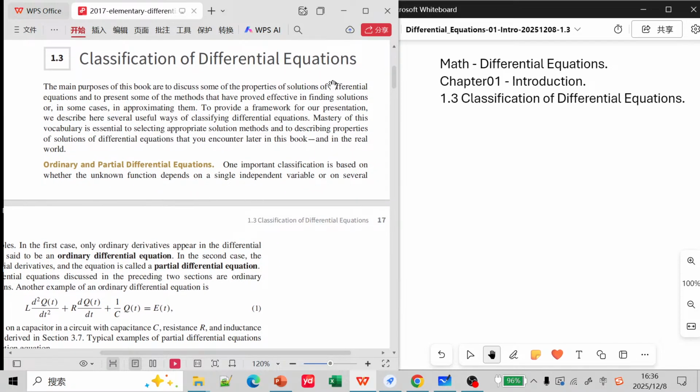Okay, now let's continue the lecture. Here is section 1.3, classification of differential equations.